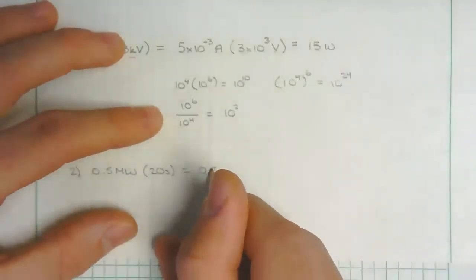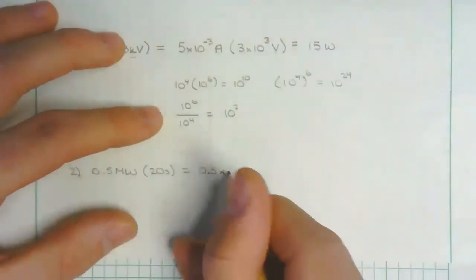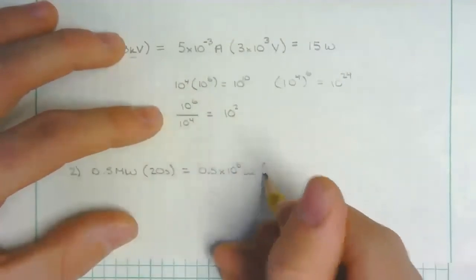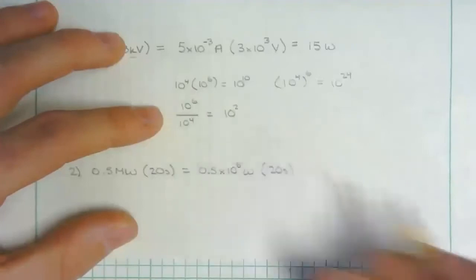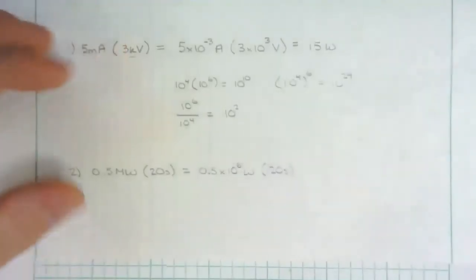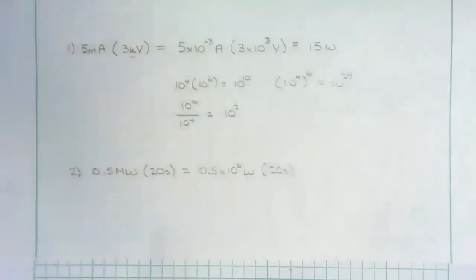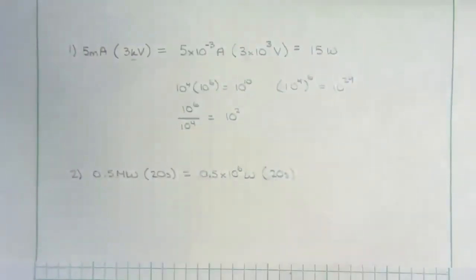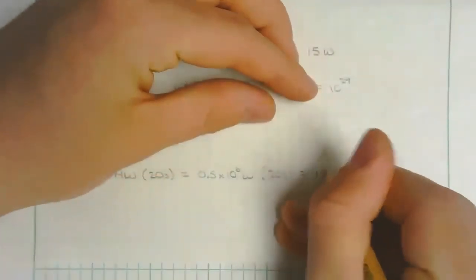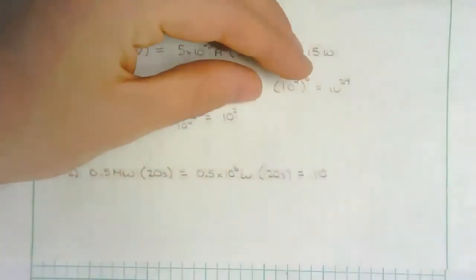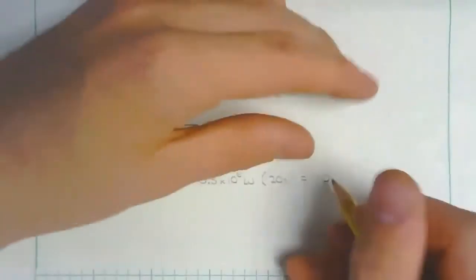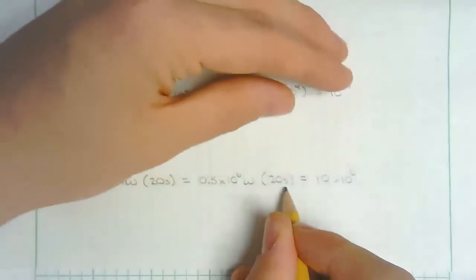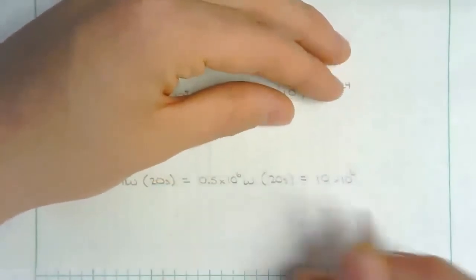Mega is a factor of 10 to the 6. So we have 0.5 times 10 to the 6 watts times 20 seconds. Seconds doesn't have any prefix, so we'll just keep it as seconds. So we have 0.5 times 20 is going to be 10. And then we have 10 to the 6 times nothing is going to be times 10 to the 6. And watts times seconds is going to give us joules.